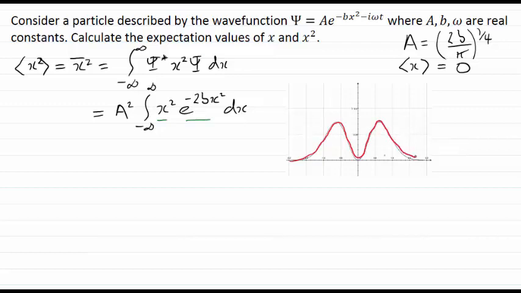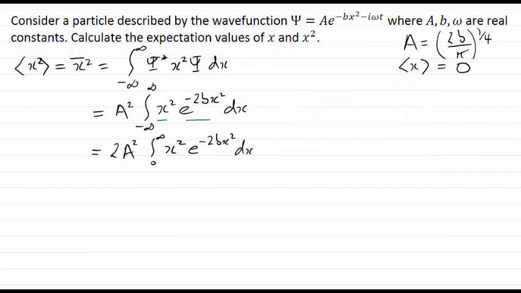And you can see whatever we integrate on one side, we'll get exactly the same thing on the other side. So the positive and negatives don't cancel, but we can again use that simplification: we'll get twice the integral from 0 to infinity that we would have had going from minus infinity to plus infinity. Again, x squared e to the minus 2b x squared dx.